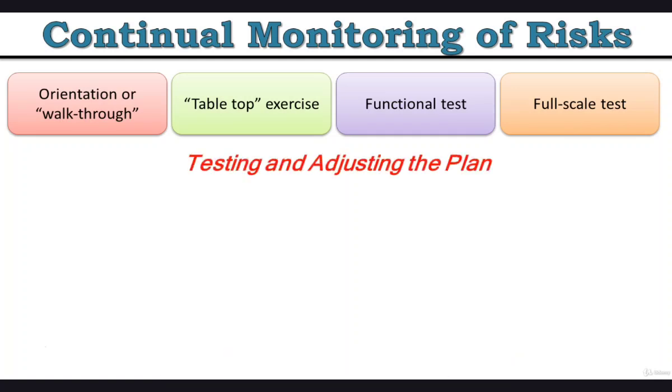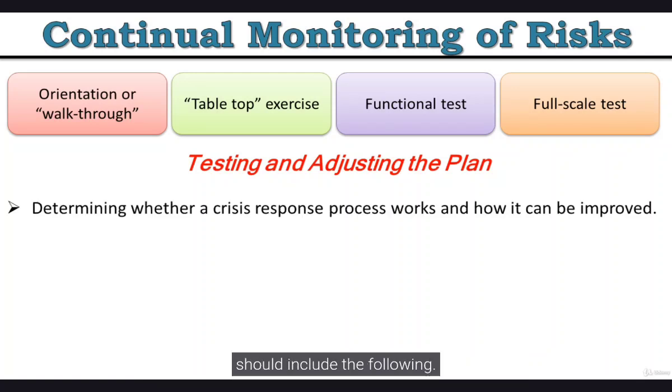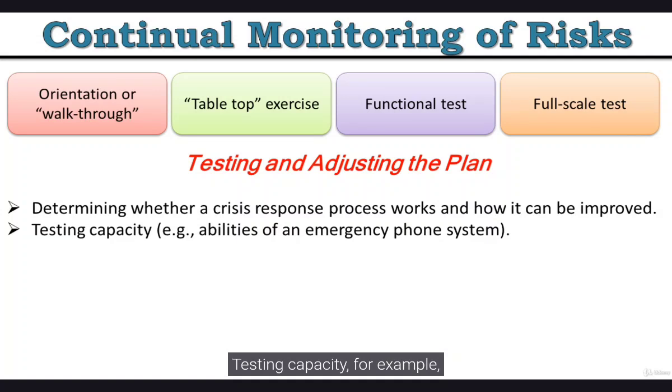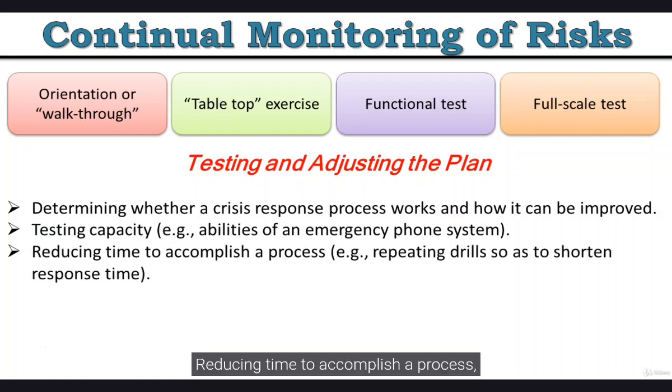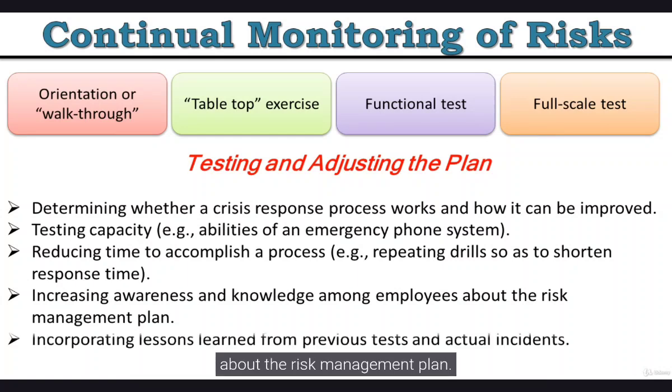Testing and adjusting the plan. The goals and expectations of testing and exercises should include the following: determining whether a crisis response process works and how it can be improved. Testing capacity, for example, abilities of an emergency phone system. Reducing time to accomplish a process, like repeating drills so as to shorten response time. Increasing awareness and knowledge among employees about the risk management plan. Incorporating lessons learned from previous tests and actual incidents.